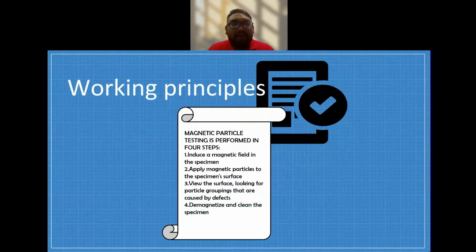The working principle of the MPT: first, you have to induce a magnetic field in the specimen. Then, apply the magnetic particles to the specimen surface. Then, view the surface, looking for particle groupings that are caused by defects. Lastly, demagnetize and clean the specimens.